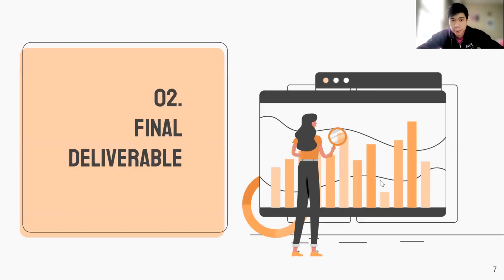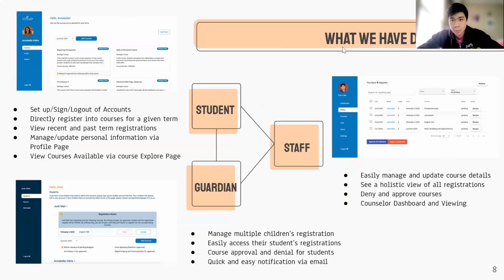So moving on to our final deliverable, what have we actually done? We have created a website with 3 different components. First, we have the student. Students are able to create an account and register for classes from there. As well, they can also manage and update their personal information.